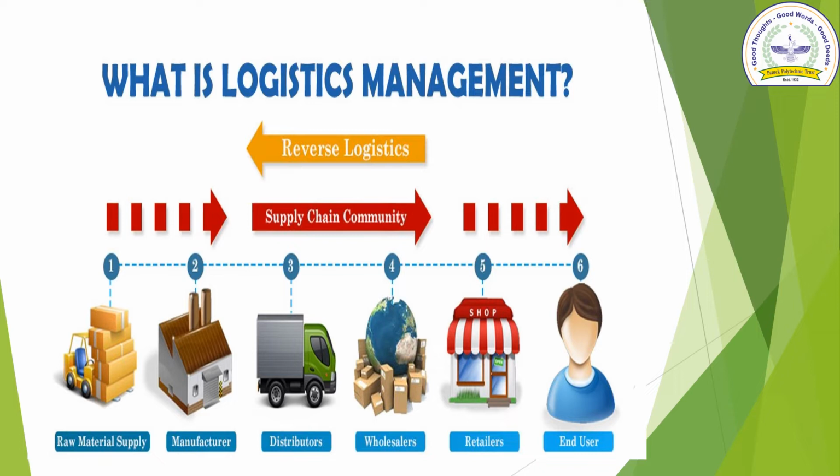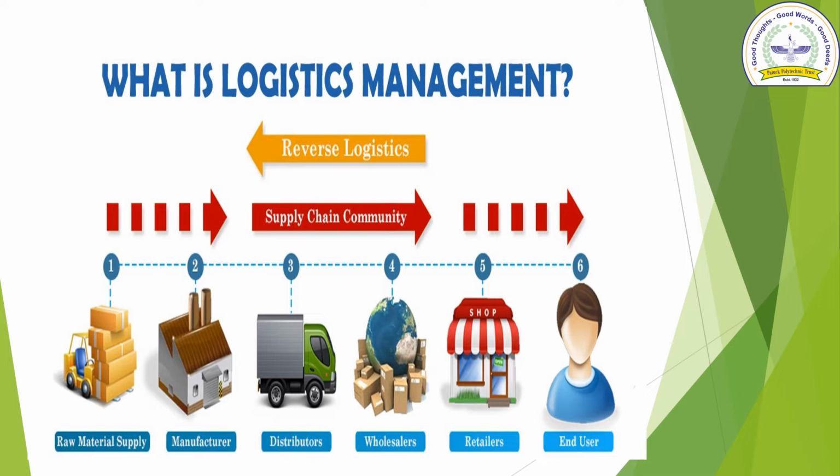Now the finished goods are delivered to the distributor. The distributor will forward the goods to the wholesaler. The wholesaler will distribute the goods to the retailers, and the retailer will then distribute the goods to the final consumer. Now this is the forward flow of logistics.